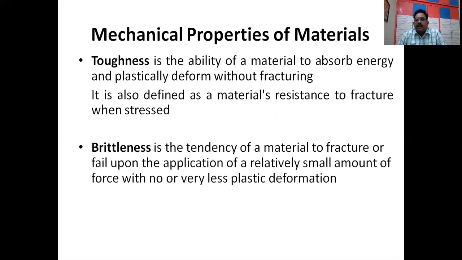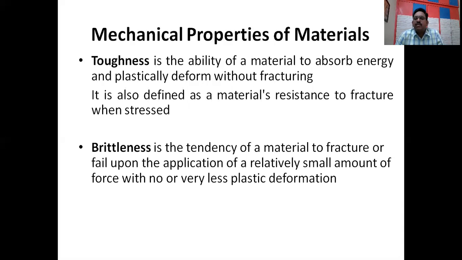And the next one is brittleness. What do you mean by brittleness? It is the tendency of a material to fracture or fail upon the application of a relatively small amount of force with no or very little plastic deformation. For example, if a glass is subjected to some load, without any deformation, it will break. There won't be any plastic deformation. Also if you take cast iron, when we apply a tensile load, it will break immediately with a very negligible deformation.